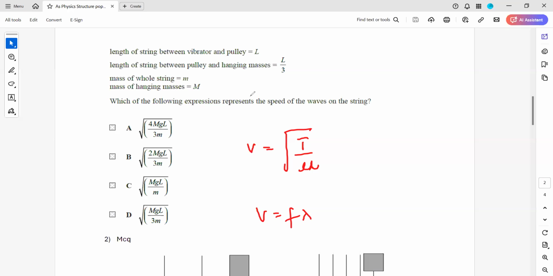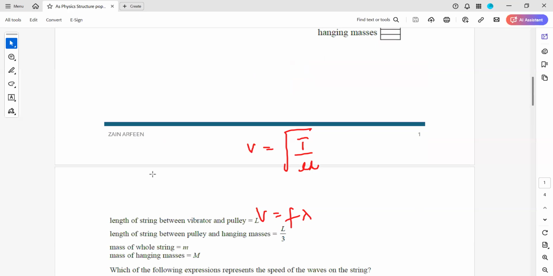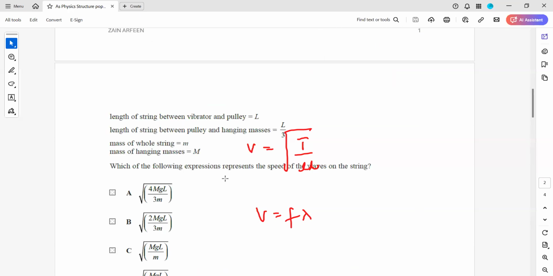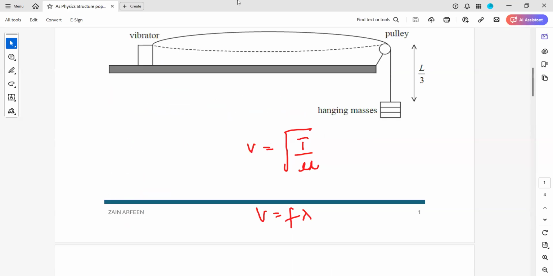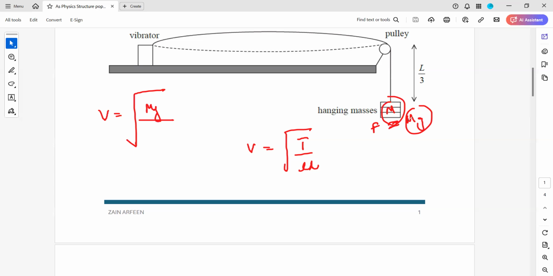So what force is applied on the string? There is a hanging mass M. The hanging mass is M. So if this is M, what is the force? Force will be mg, mass into gravity. So in place of T, V is equal to under root, in place of T, we can write capital M into G, because capital M is the total mass and G is gravity, and that weight will be equal to tension.